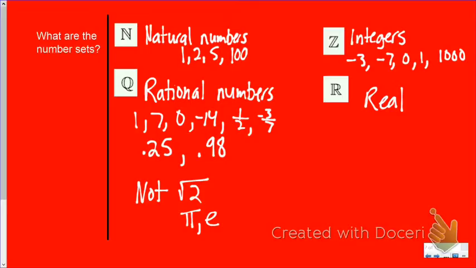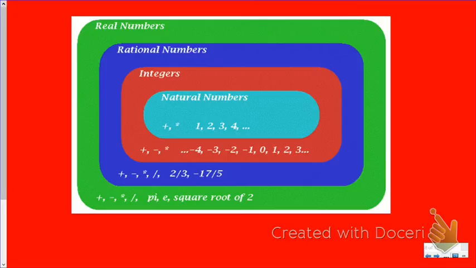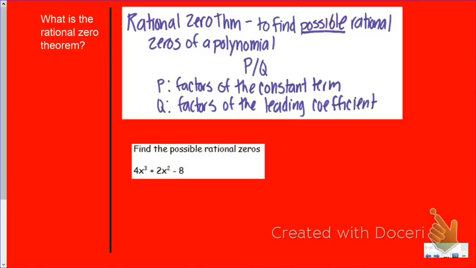Okay, now the reason we bring those up, just in case you hear them later on, but also because we're about to talk about, oh, here's a little visual of what we just talked about there. So the natural numbers are on the most inside part, then it's your integers, then it's your rational numbers, and then it's all of your real numbers. So the largest number set is your real numbers.